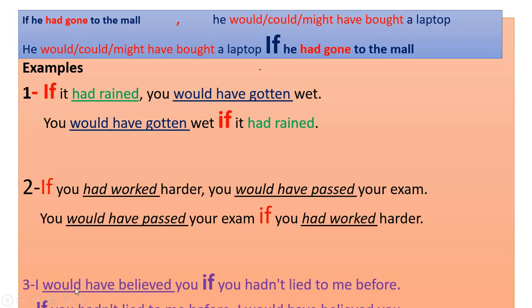Sentence 3 here, I would have believed you if you hadn't lied to me before. Lied to me, كذبت علي. Look here, if, use had plus verb 3, past perfect. The first one, would have plus verb 3. And also we can begin with if you hadn't lied to me before, I would have believed you.